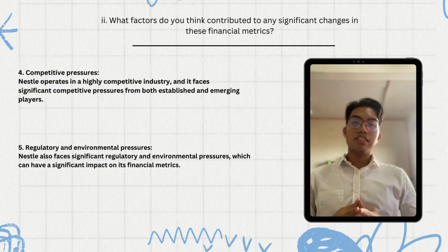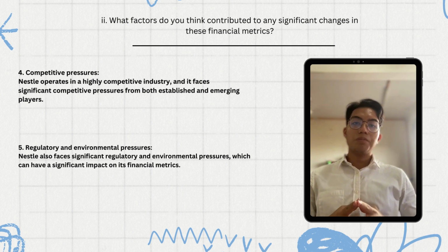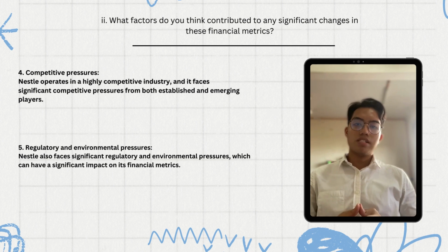Factor number 4 is competitive pressures. For instance, in the coffee segment, Nestle faces competition from companies such as Starbucks and JAB Holding. In response, Nestle has had to invest in its coffee portfolio, which includes brands such as Nescafe, Nespresso, to maintain its market share and profitability.